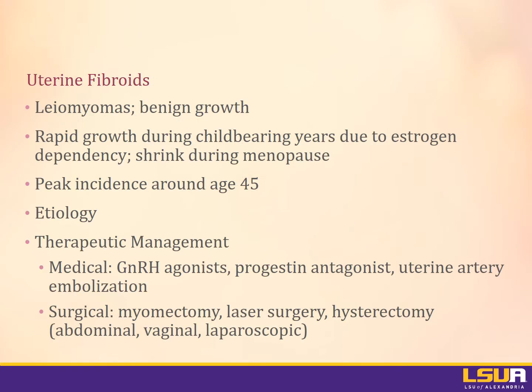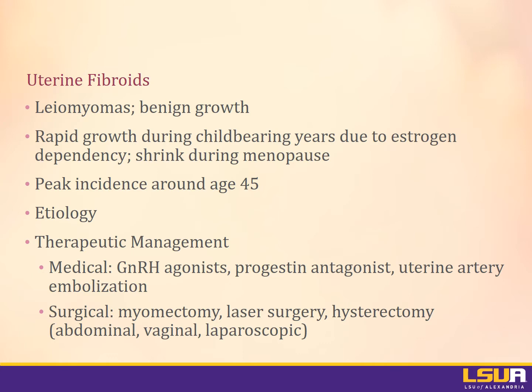Fibroids are sometimes called leiomyomas. They're usually benign, but sometimes it's hard to know. That's why they need to be checked out. These grow very rapidly during childbearing years because of our increased estrogen levels, and these fibroids depend on estrogen, and they usually shrink during menopause. The peak incidence is around age 45. And as I said, the etiology is estrogen.